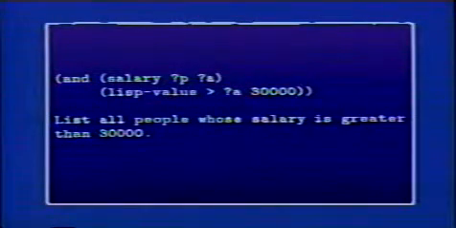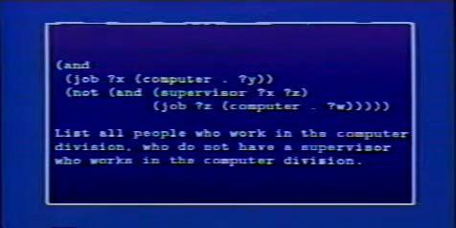Okay. Or here's a more complicated one. Tell me all the people who work in the computer division who do not have a supervisor who works in the computer division. All right? X works in the computer division. The job of X is computer dot Y. And it's not the case that both X has a supervisor Z and the job of Z is computer something or other. Right? So again, this X has got to be that X, and this Z is going to be that Z. And then you see another means of combination, not.